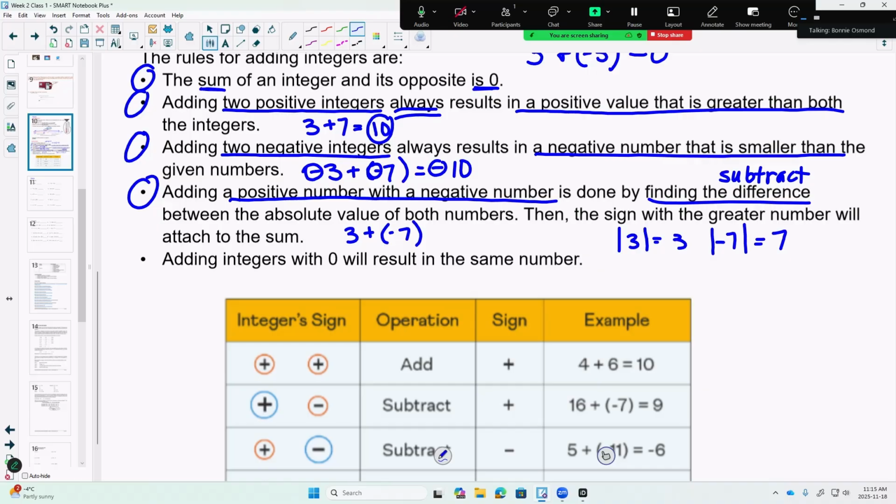What you're going to do then is subtract the absolute values. So 7 take away 3 is 4. Don't do 3 take away 7 because that's going to give you a negative answer, which is wrong. So 7 take away 3 is 4.